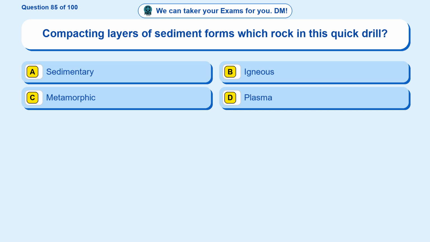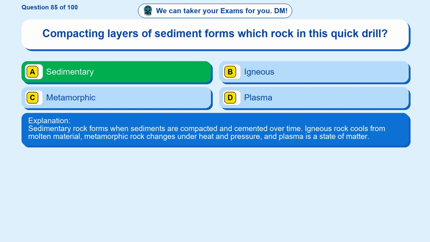Question 85. Compacting layers of sediment forms which rock in this quick drill? Option A, sedimentary. Option B, igneous. Option C, metamorphic. Option D, plasma. The correct answer is option A. Sedimentary. Sedimentary rock forms when sediments are compacted and cemented over time. Igneous rock cools from molten material, metamorphic rock changes under heat and pressure, and plasma is a state of matter.